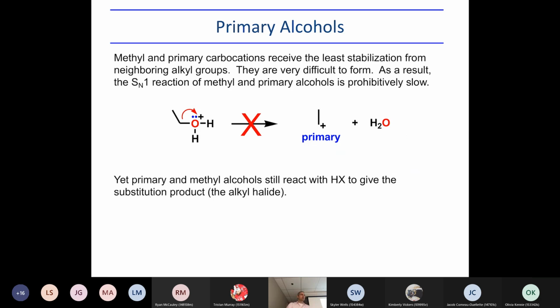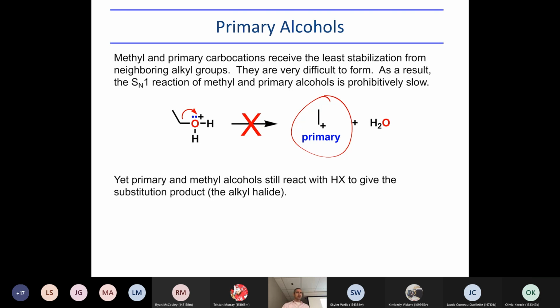Primary alcohols won't do this. Why wouldn't a primary alcohol do SN1? It's because you can't make a primary carbocation. So primary alcohols can't do mechanisms that involve carbocations. Same reason from chapter 6, primary alkyl halides can't do reactions that make primary carbocations either. So this reaction is no good. You can't protonate the alcohol and then have it just leave and make this primary carbocation. That's not stable.